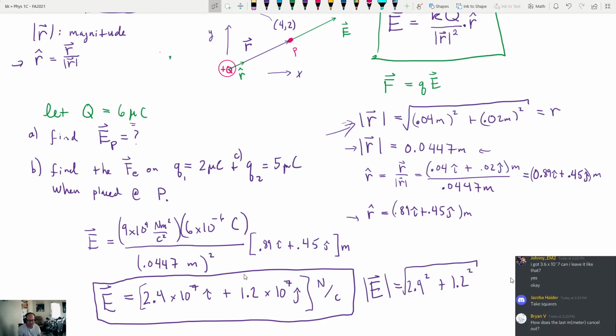It's okay to take all the other stuff on the outside. How does the last meter cancel out over here? It's inside of this. Oh wait, it's here. Meter over meter squared, wait a minute.